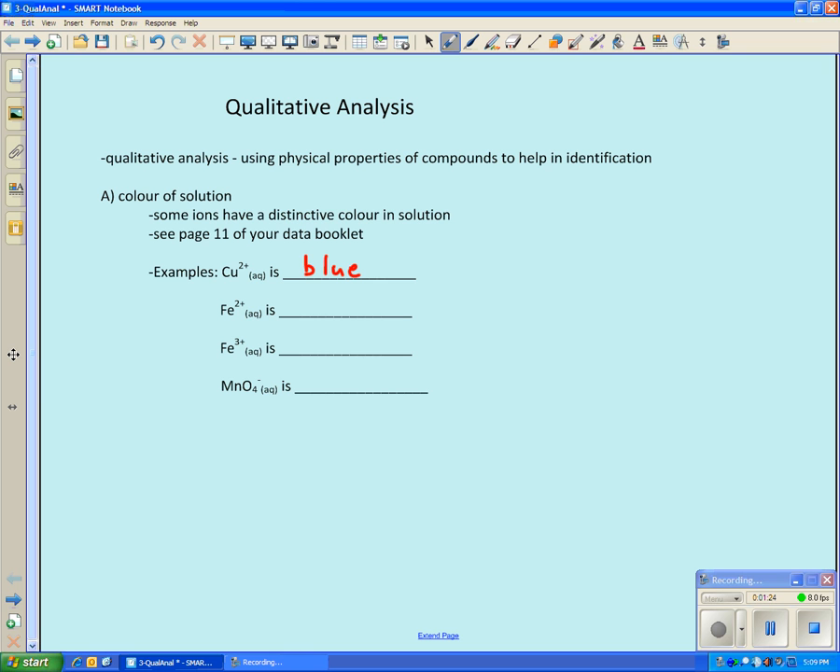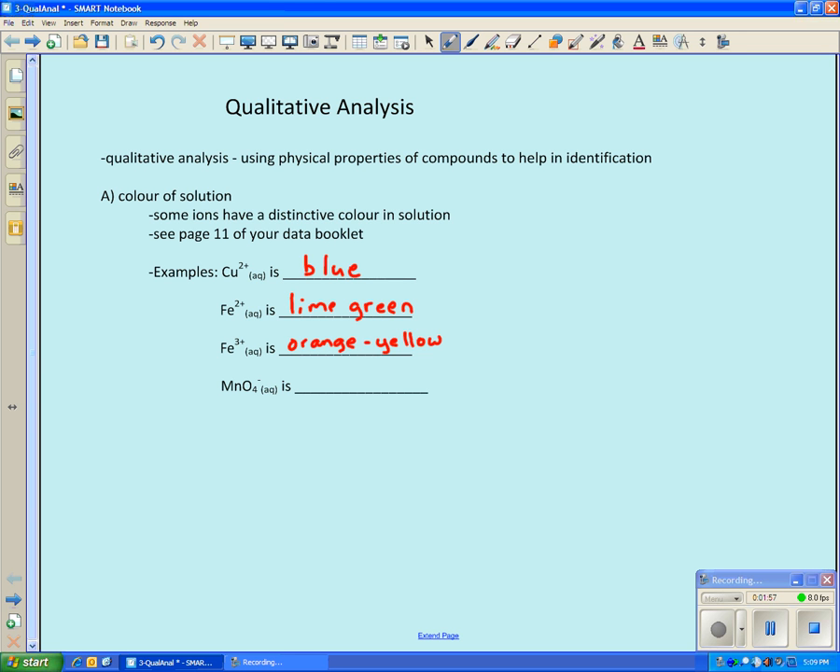Iron 2 says lime green to colorless. So lime green is what you would notice. It's not necessarily going to be really bright, but you should notice a distinct green color. Iron 3, the other iron charge, has a different color. It's orange to yellow. So it's very easy to tell those two apart if you see them in solution, even though one of them is a 2+ charge and one is a 3+.